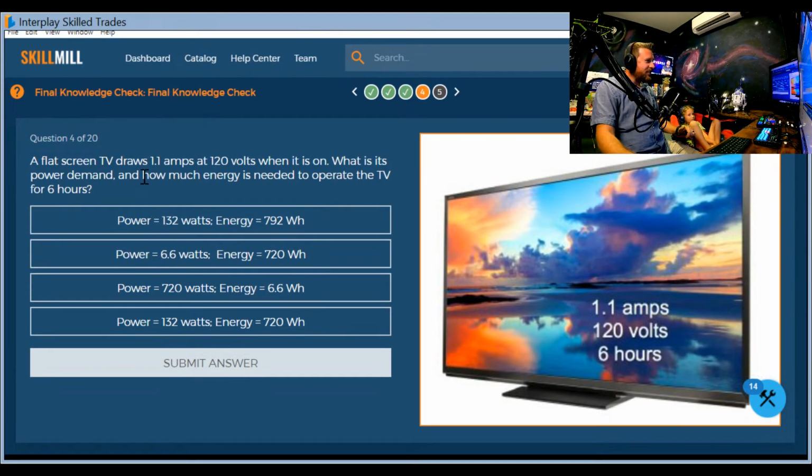A flat screen TV. Oh, it's going to make me do math. A flat screen TV draws 1.1 amps at 120 volts when it's on. What is the power demand and how much energy is needed to operate the TV for 6 hours? So we would need to do 1.1 times 120 times 6. What is that going to be, Maddie?